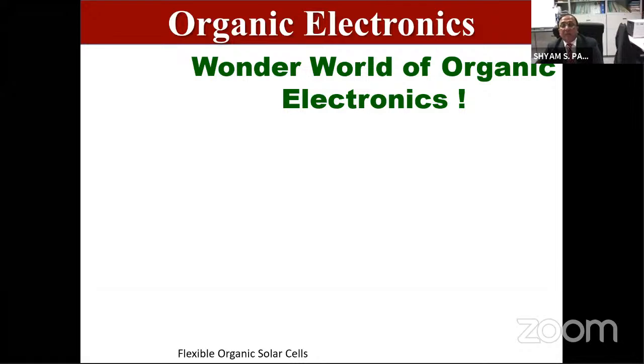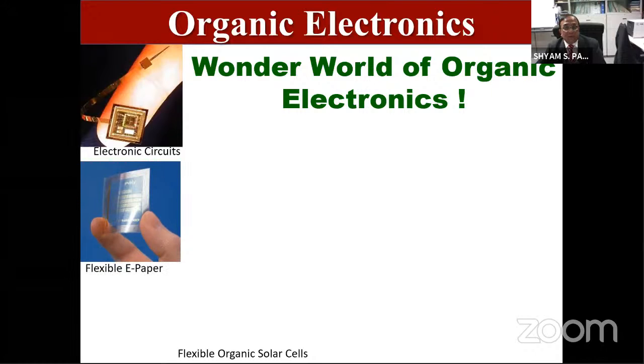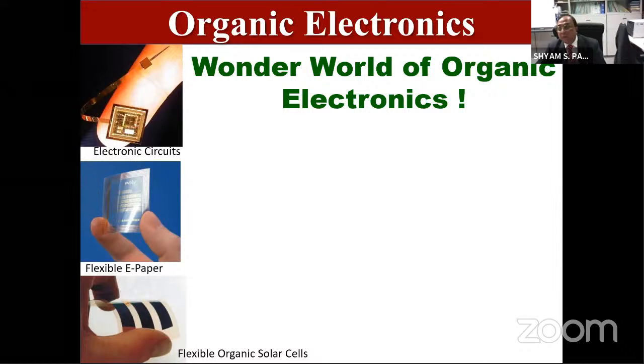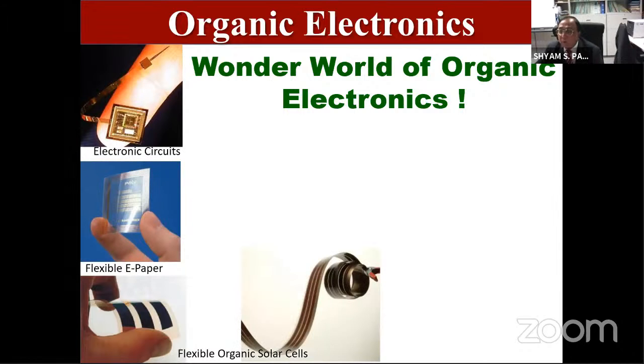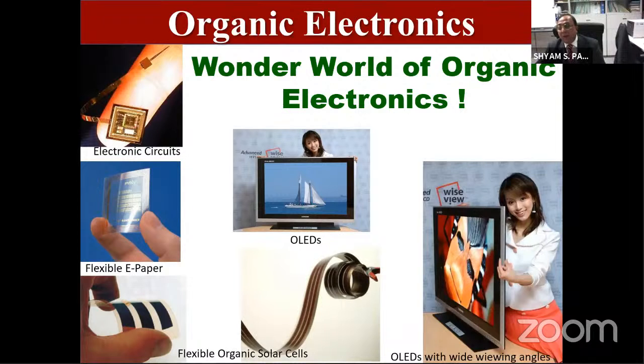Now to give you some glimpse of the wonder world of organic electronics, it is not very old, less than 40 to 50 years old. But we now have electronic circuits based on organic semiconductor and device elements. We have demonstrated flexible e-paper, flexible solar cells, which can be produced in roll-to-roll fashion. Organic light emitting diodes: now an 80-inch TV is available from Samsung in the market based on OLED, which has a wide viewing angle and clear contrast. So organic electronics has traveled quite far and still has huge potential.